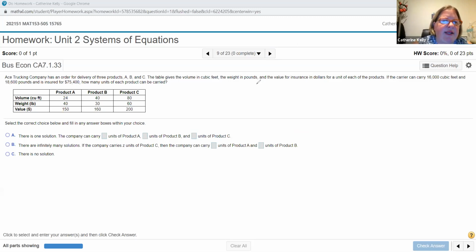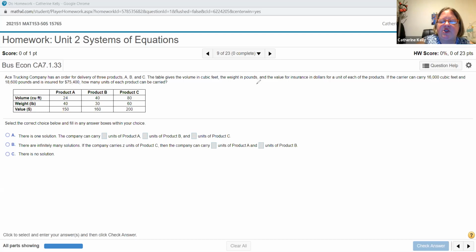This says Ace of rice. I don't know where I got rice from. Ace Trucking Company has an order delivery for 3 products, A, B, and C. The table gives the volume in cubic feet, the weight in pounds, the value for insurance in dollars, and the unit of each of the products. If the carrier can carry 16,000 cubic feet and 18,600 pounds and is insured for $75,400, how many units of each of these products can be carried?